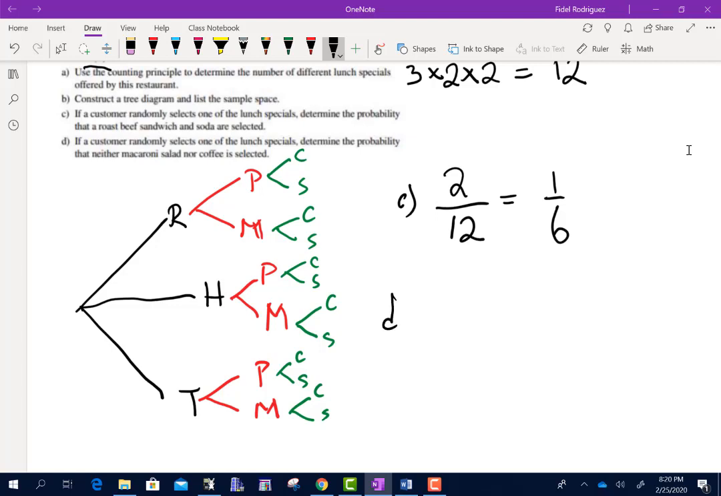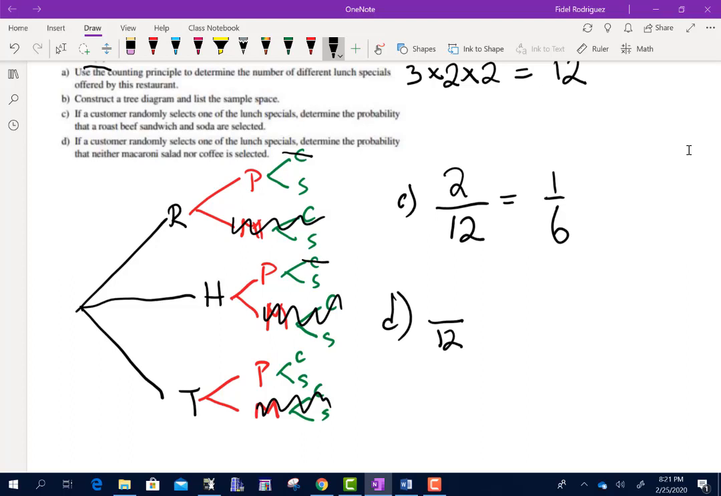Okay. Now, Part D says, if a customer randomly selects one of the lunch specials, determine the probability that neither macaroni salad nor coffee is selected. Okay, so we don't want macaroni salad and we don't want coffee. So I'm going to get rid of this whole branch here and this whole branch here and this whole branch here, because those have macaroni salad. Okay? And then we don't want coffee, so we'll get rid of the coffee ones.